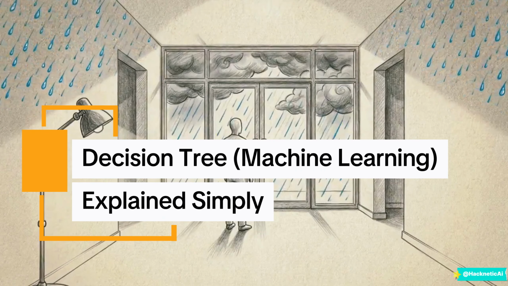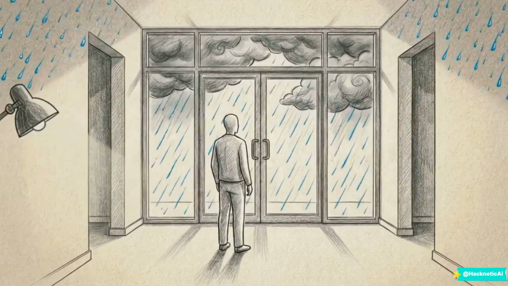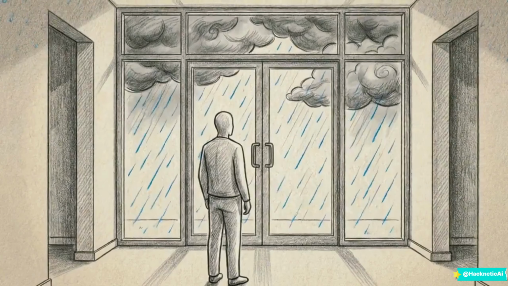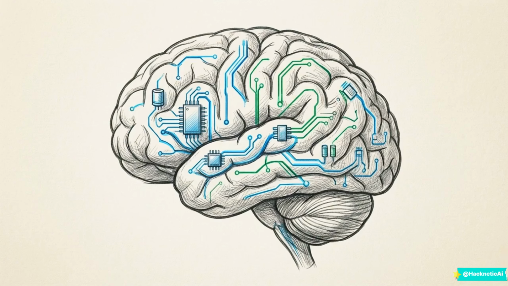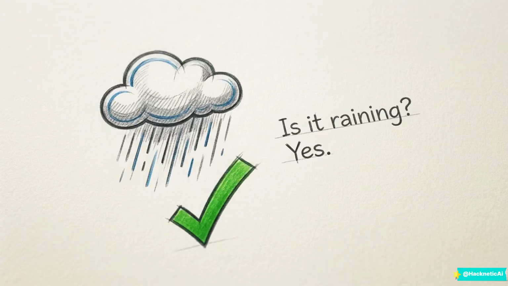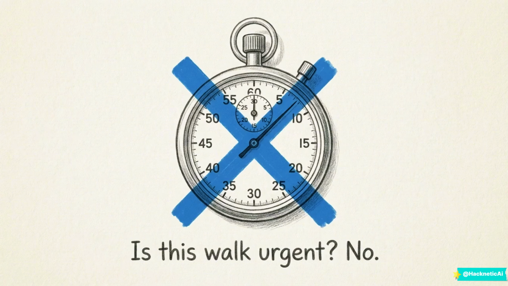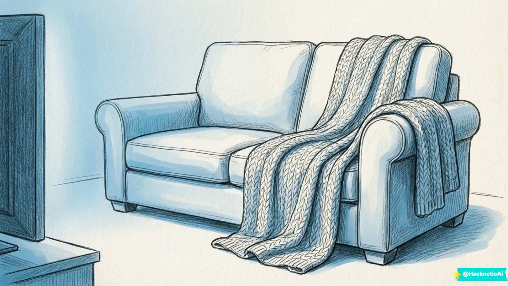Imagine standing by your front door, looking at a wall of gray clouds. You're trying to decide, should I walk or stay inside? Your brain solves this by asking a lightning-fast series of yes or no questions. Is it raining? Yes. Do I have an umbrella? No. Is this walk urgent? No. Result? You stay on the couch.